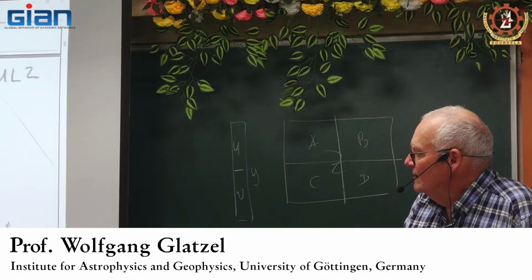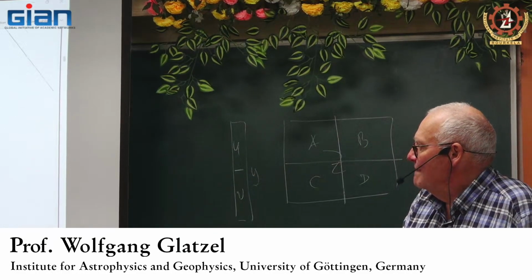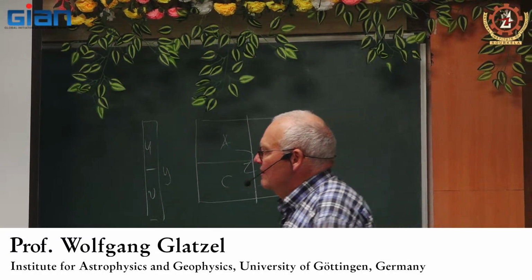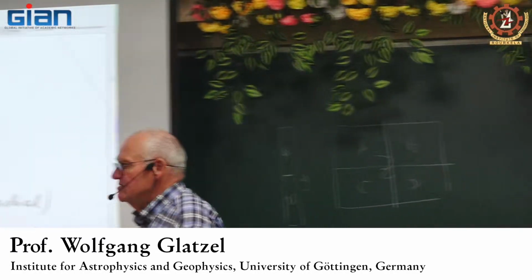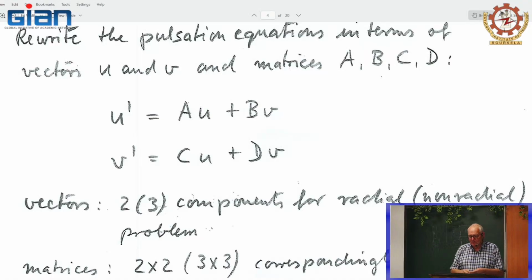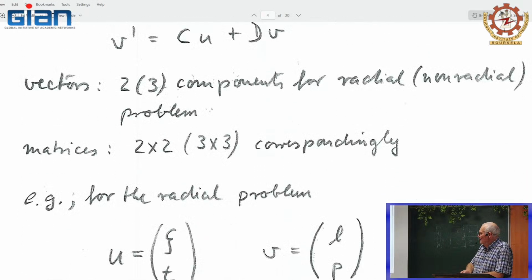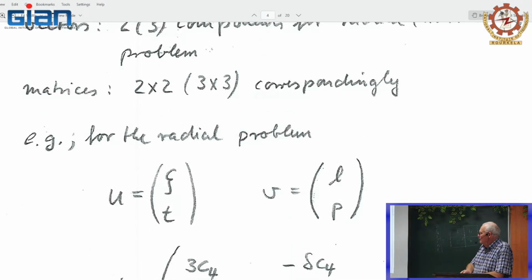Okay. So, and then we rewrite the system, V dash is C times U plus D times V, just defining it on the basis of the original problems. Okay? Okay, let's do it for the radial problem.